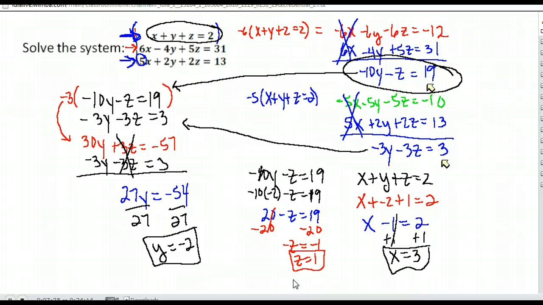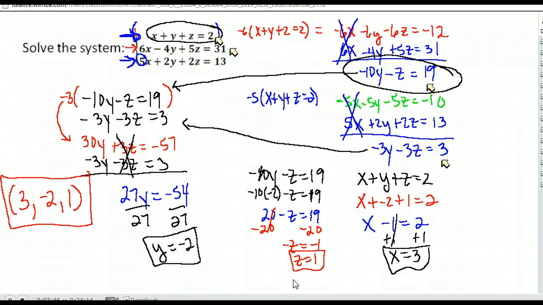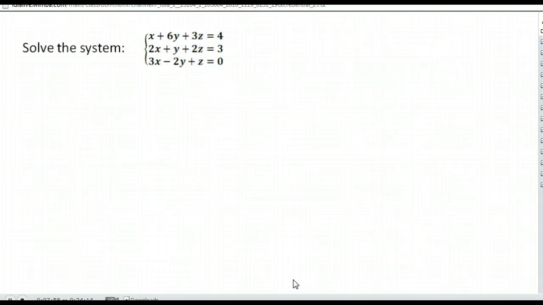We have our three solutions. We want to write them as an ordered triple, x, y, z, alphabetically. So x was 3, y was negative 2, and z was 1. That is the solution to this system of equations, and you can check your answer by putting those into each of these. It has to work for all three, and you'll see that it is indeed a solution. It works for all three of those equations to get valid answers.